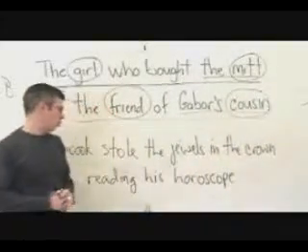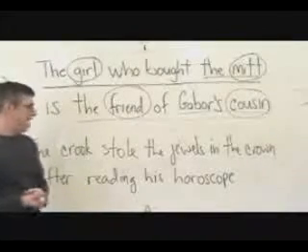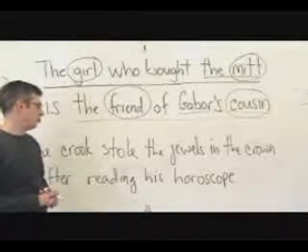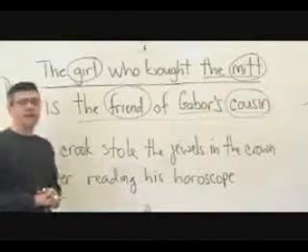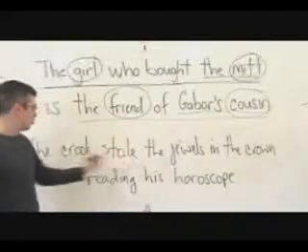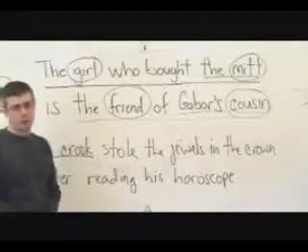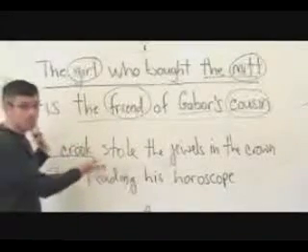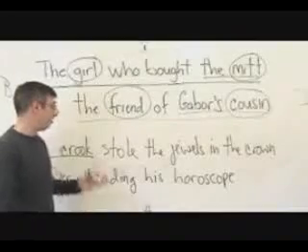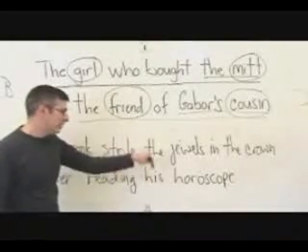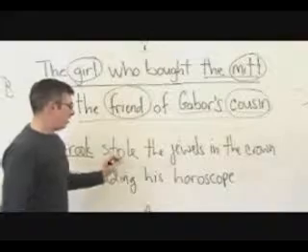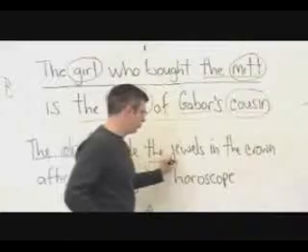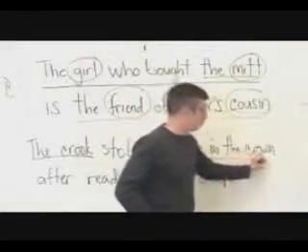The crook stole the jewels in the crown after reading his horoscope. Well, who stole? The crook. That's who stole. So crook would be the head, and this is just a two-word nominal phrase. It's as easy as they come. He stole what? What did he steal? Now, one thing is you have to say, well, where do you stop? He stole the jewels. Which jewels? The jewels in the crown.